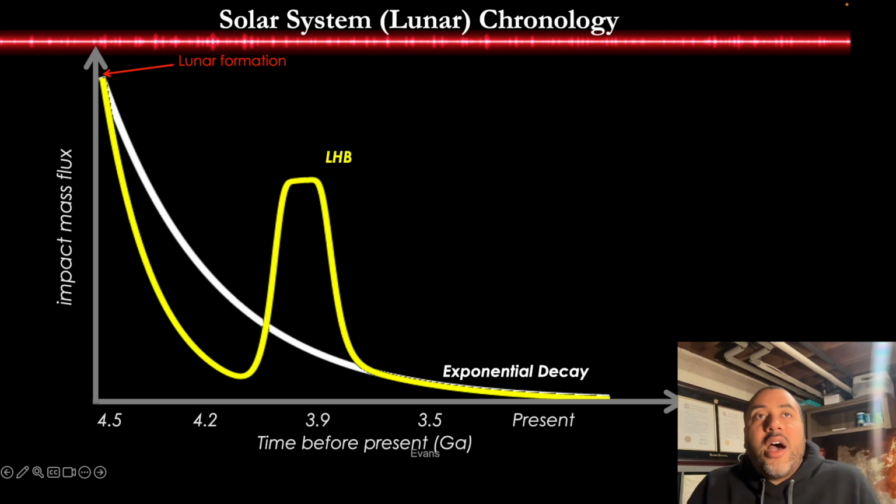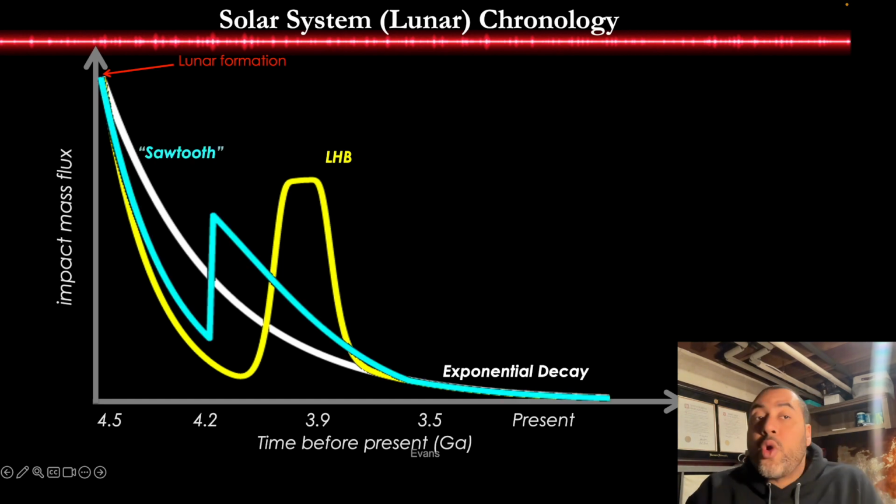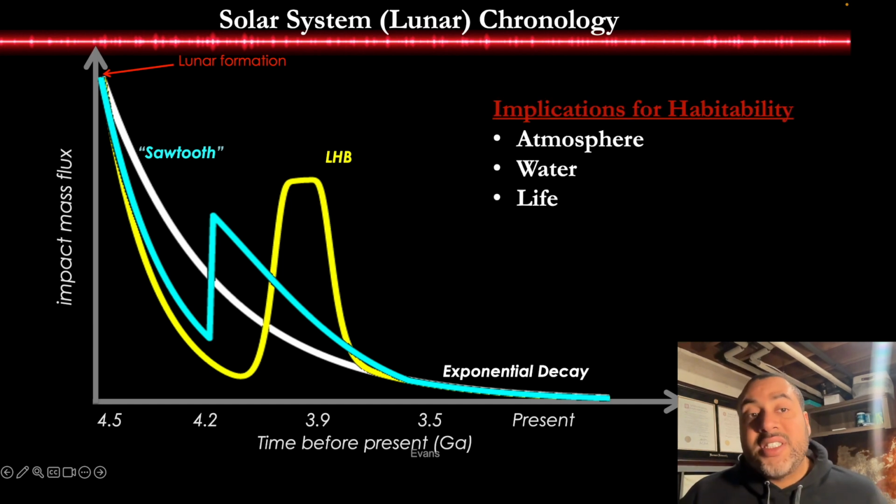There's also the notion of a peak in late heavy bombardment that would have happened sometime around 3.9 billion years ago. The magnitude of this peak and the exact position of this peak is debated, and whether or not it exists is debated. But this is one model for solar system chronology. And then another that was more recently proposed is that of a sawtooth model, where somewhere around 4.2 billion years, there was a sudden increase in the amount of impactor mass that fluxed into the inner solar system that then exponentially decayed.